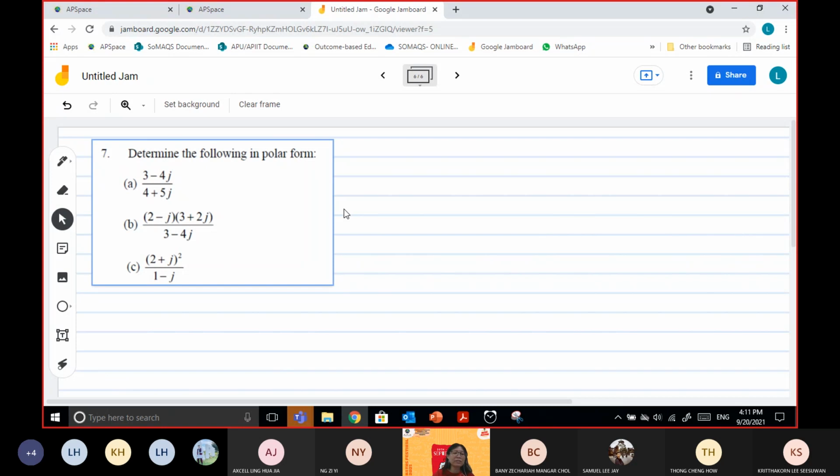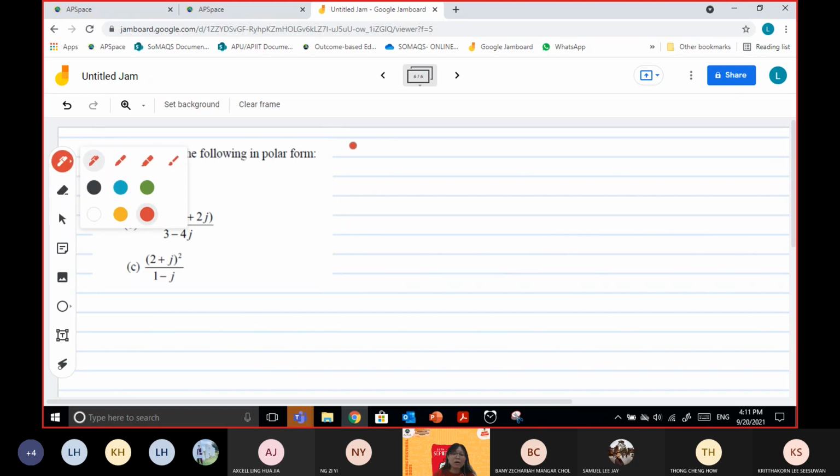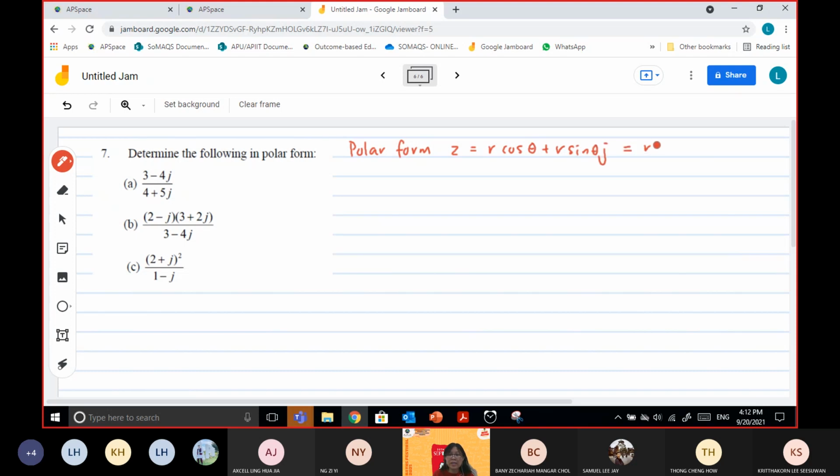Next one, question 7, you have to determine the following in polar form. So for your recap, what is a polar form? The z in the polar form, we write as r cos theta plus r sine theta j, and we always abbreviate it as r angle theta. So normally we express it in this form, r angle theta.